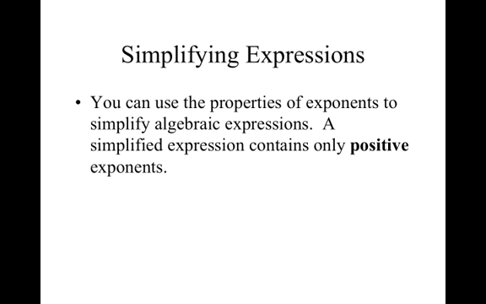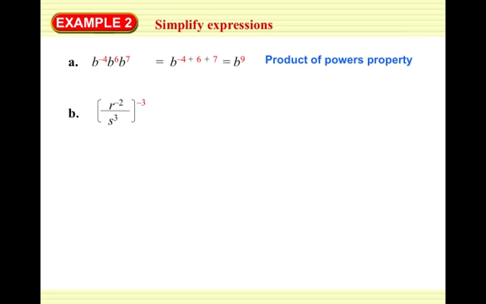Okay, you can use the properties of exponents to simplify algebraic expressions. A simplified expression contains only positive exponents, so you've got to manipulate the expression until all your exponents are positive. Okay, I've got b to the -4th times b to the 6th times b to the 7th. So we can add all those together, and we have b to the -4 plus 6 plus 7, and so that gives you b to the 9th, and that would be your answer. For b, we've got r to the -2 divided by s cubed, all raised to the -3 power.